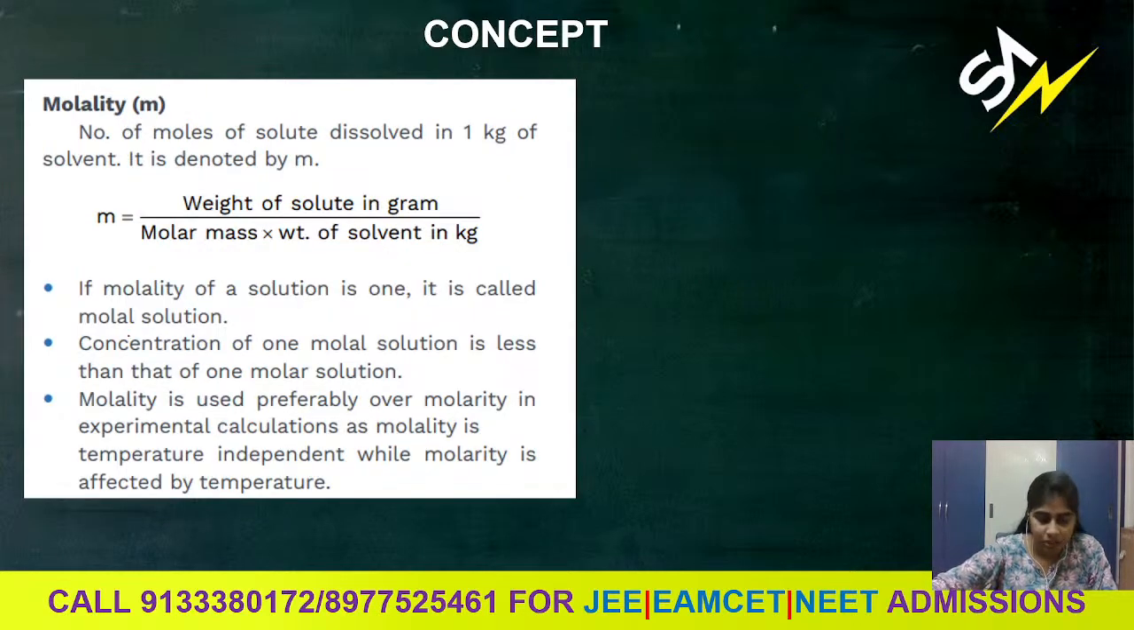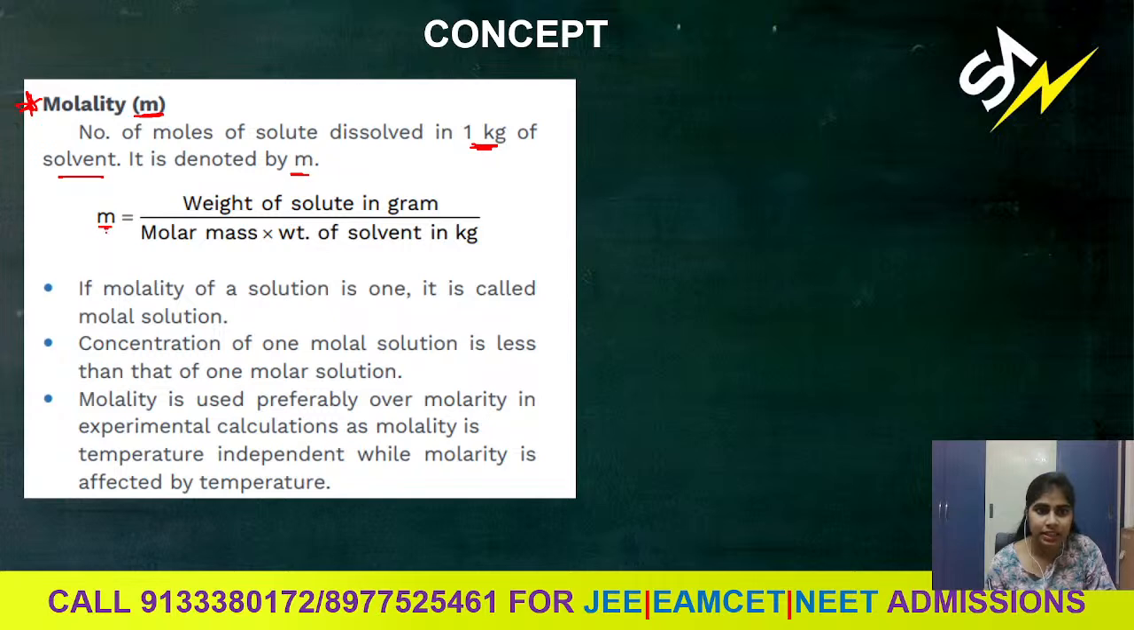And next, one of the important terms, that is molality. See the difference between molarity and molality. Molality is denoted by small m. So let us see what molality is. It is the number of moles of solute dissolved in 1 kg of solvent. In molarity we are taking volume; in molality we are taking 1 kg of solvent. Here we are taking the weight of the solvent.